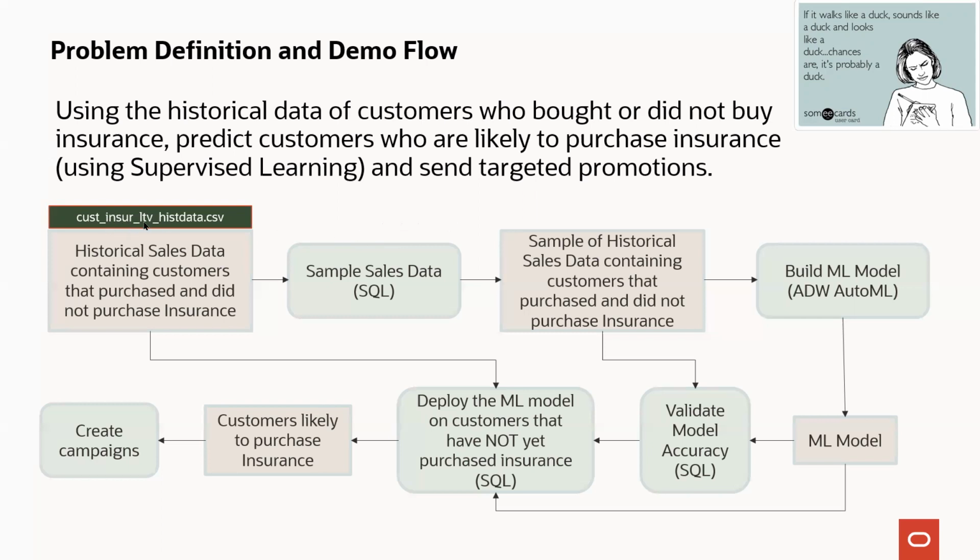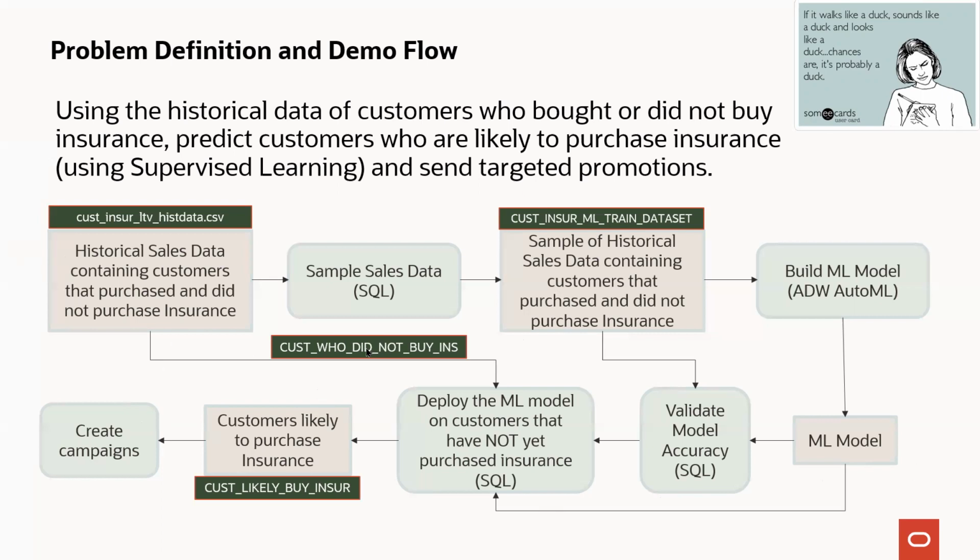So I have customer insurance historical data. From that, I'm going to be using a SQL, and then I'm going to create a trained data set. Then I'm going to create a machine learning model using AutoML capability of Autonomous Data Warehouse. Then I'm going to validate that particular model for accuracy. Then after that, I'm going to use the data here of all the customers that did not purchase the insurance, apply that on this model, and then get the likely customers. And that customers list could be used by the marketing department. So that's the demo flow.